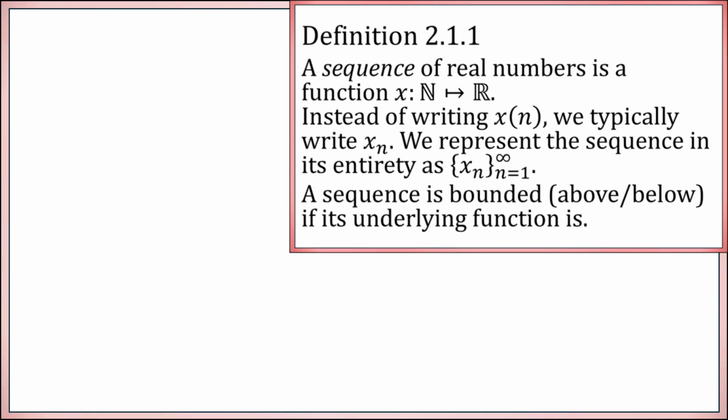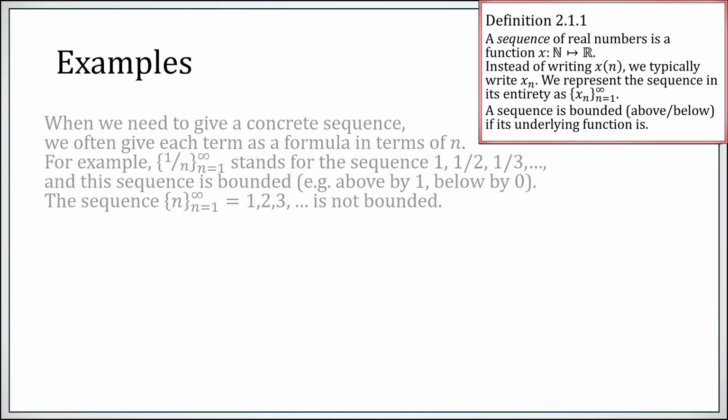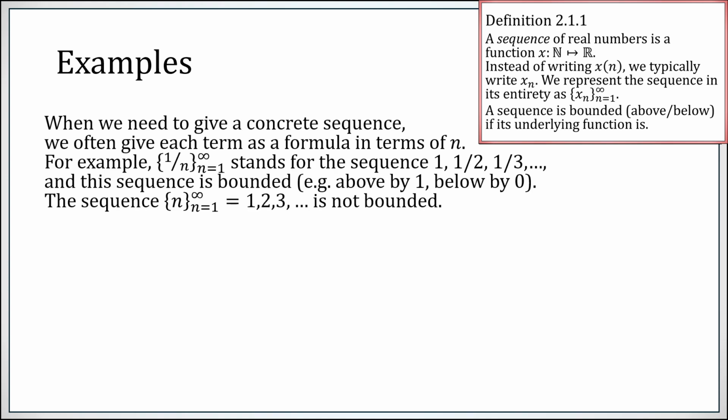Let's take a look at some examples. When we need to give a concrete sequence, typically the terms of the sequence will be spat out by a formula in terms of n. For example, if we look at 1 over n, then starting at 1, we get 1 over 1, then 1 over 2, then 1 over 3, and so forth. And this sequence is bounded. For example, it's bounded above by 1 and below by 0.